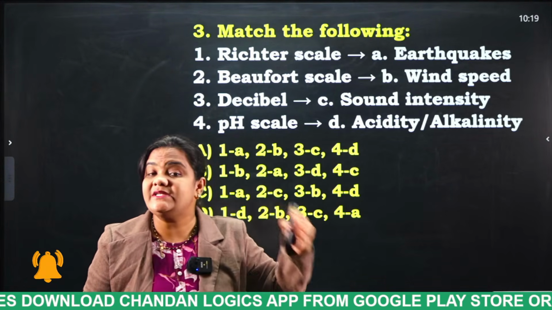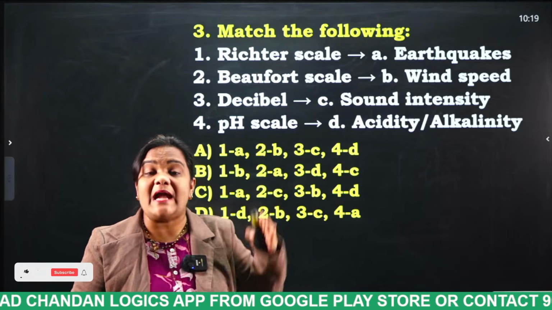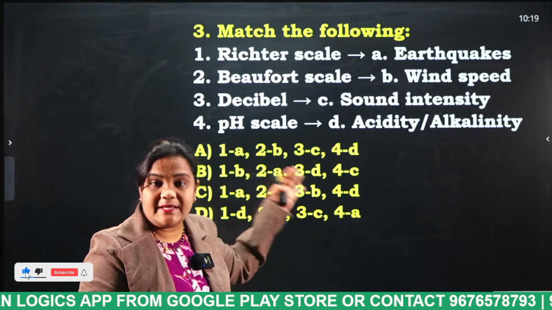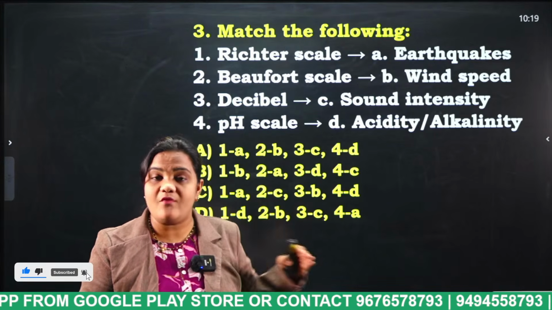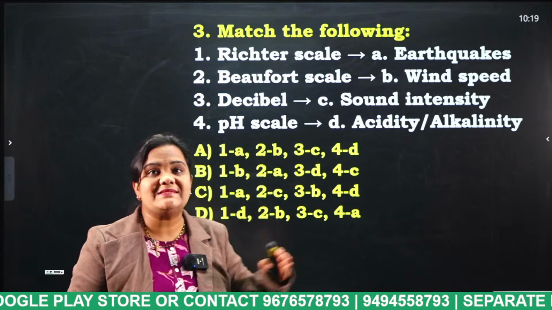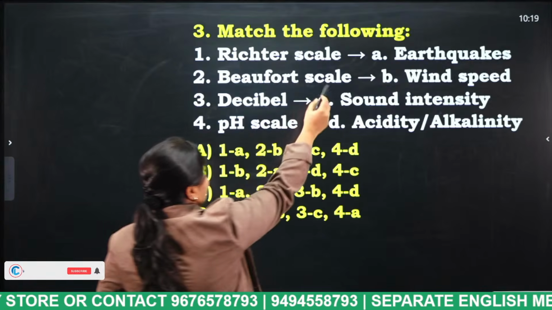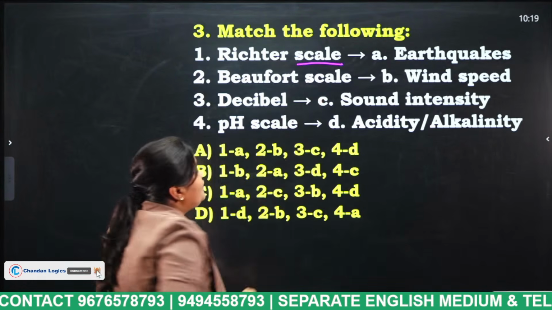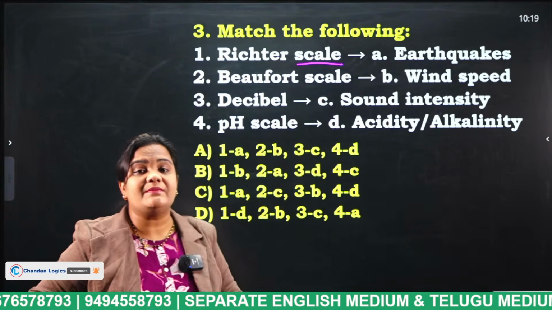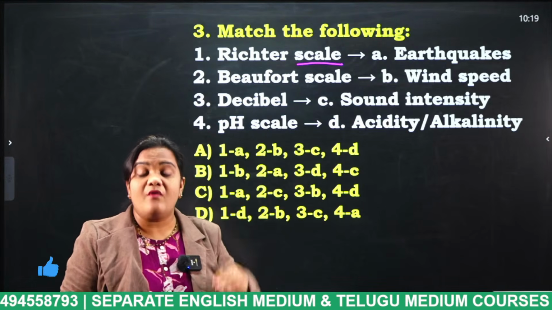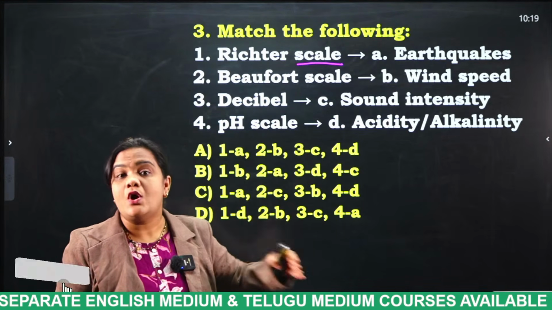How much energy is arising during an earthquake that is going to be recorded on the Richter scale, which is a type of logarithmic scale. So now what is the answer, students? The Richter scale is useful for option A. Next, the Beaufort scale. The Beaufort scale is used to measure wind speeds at the seas, oceans, etc.